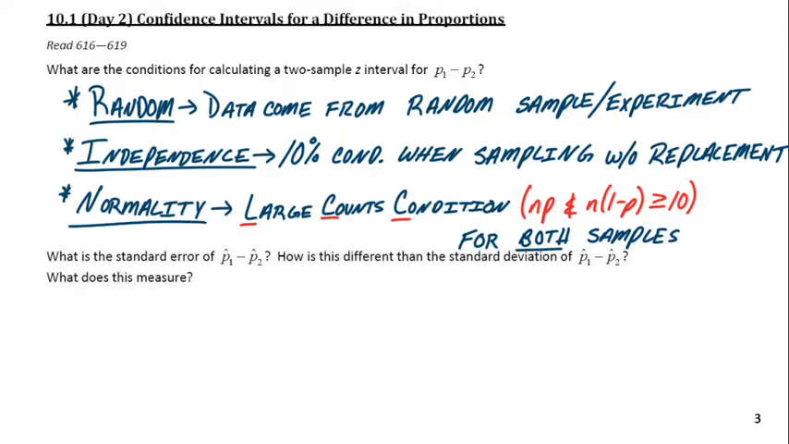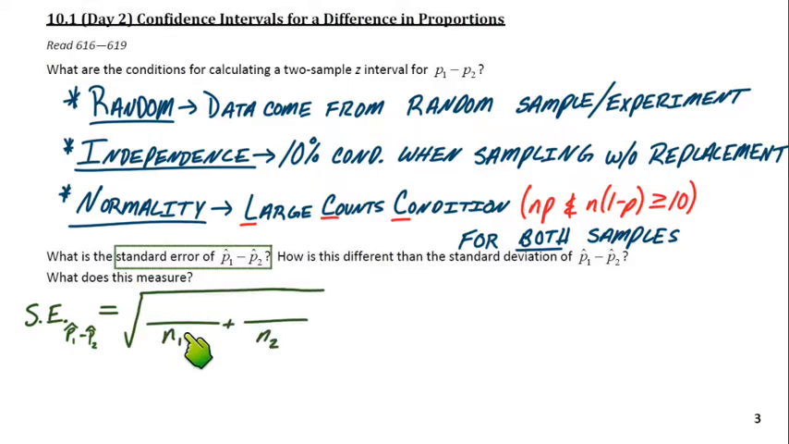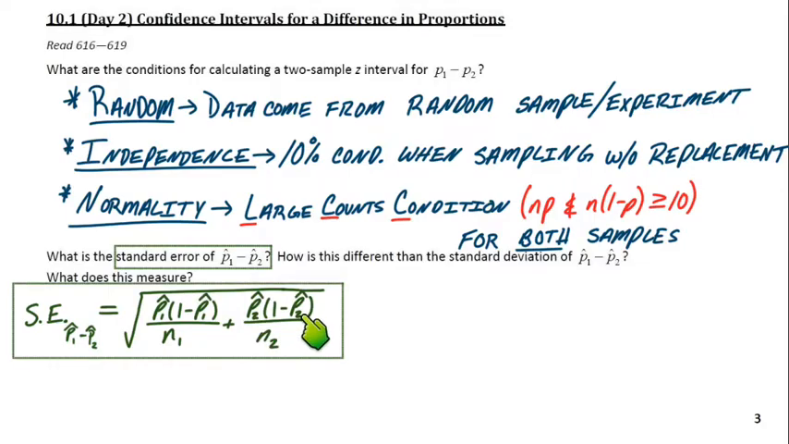The next part here says, what is the standard error of P hat 1 minus P hat 2? And how is it different than the standard deviation of P hat 1 minus P hat 2? Because we looked at the standard deviation in the last notes. So the notation here, standard error, is capital SE, and then the subscript we have P hat 1 minus P hat 2. That's the notation. And then you'll notice there's a giant square root, with N1 over here, plus N2 over here. And we still use P1, 1 minus P1, P2, 1 minus P2. Now we just have hats on each one.